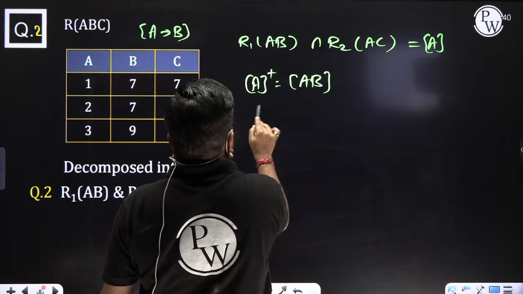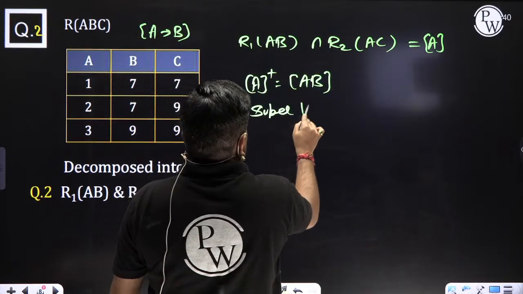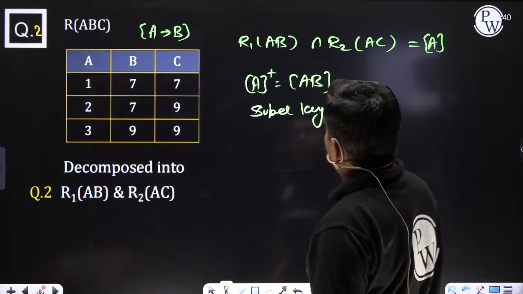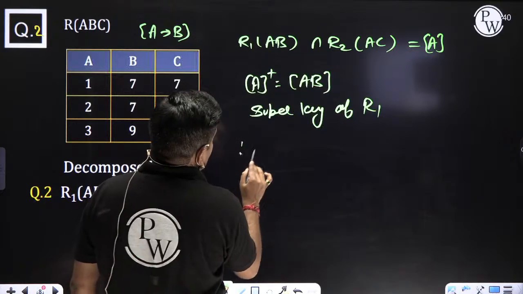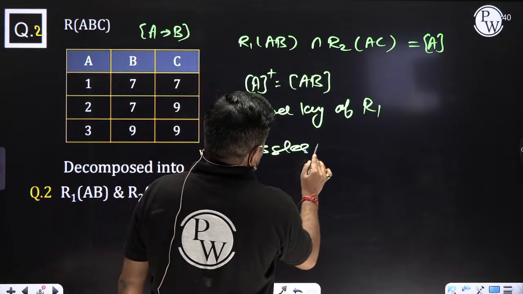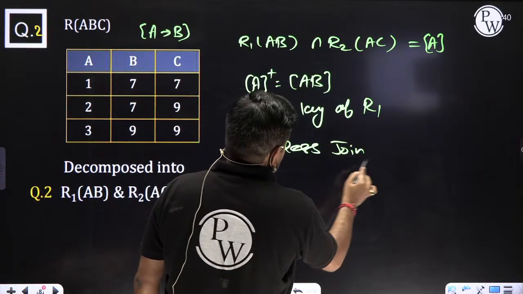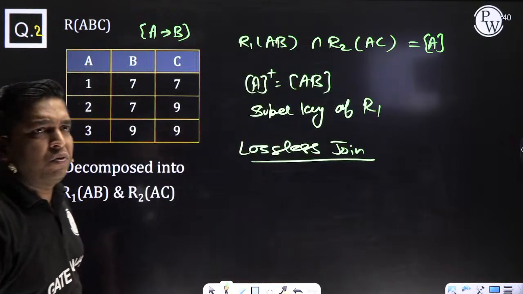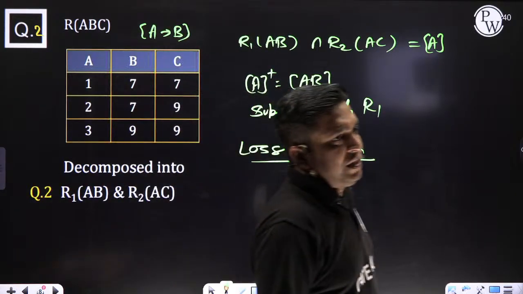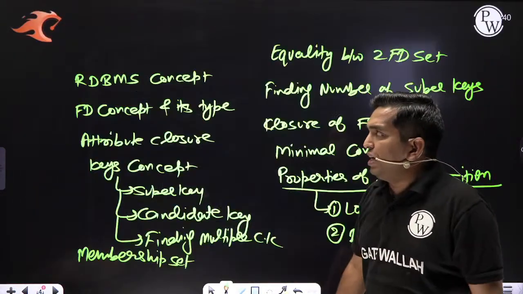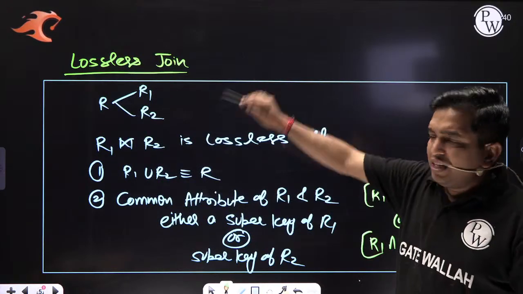AB is a super key of R1. Super key of R1. So what we can say? It will be lossless join. Okay, Advin Suryavanshi, please try to understand, and those students having the first class today, I am starting lossless join again.